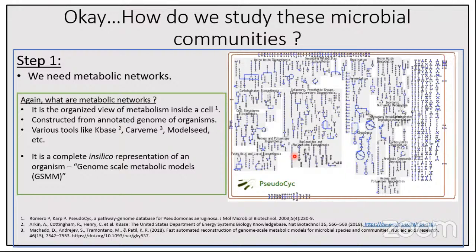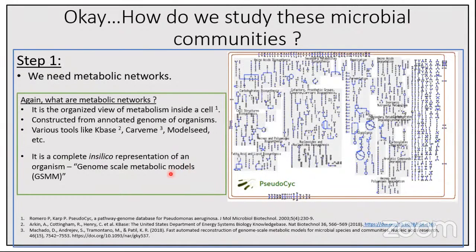The recent technologies have enabled us to obtain the complete genomes of a lot of microorganisms. From these genomes, we can use tools such as KBase, KEGG, and ModelSEED. These tools help us to construct these metabolic networks. We call these metabolic networks genome scale metabolic models because, as I said, they are constructed from the genome of the microorganism. So it is just the in silico representation.